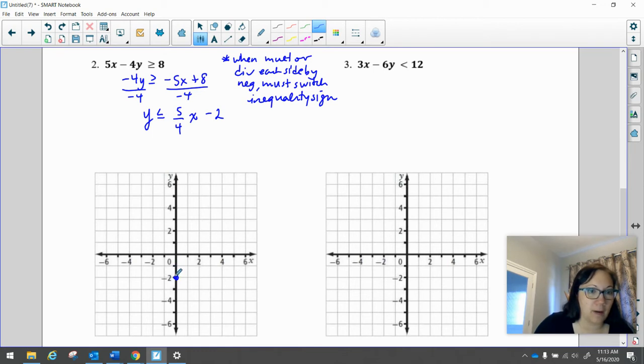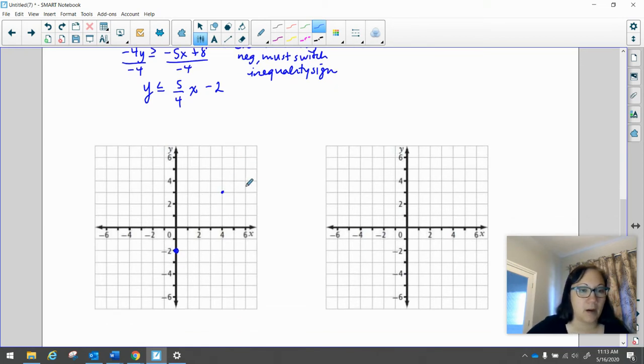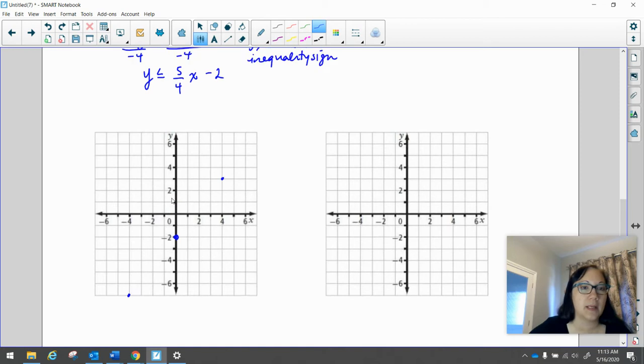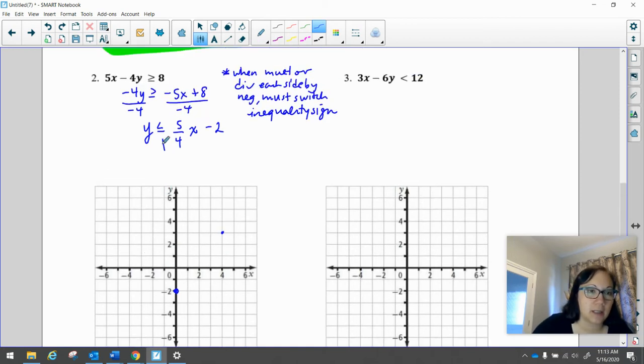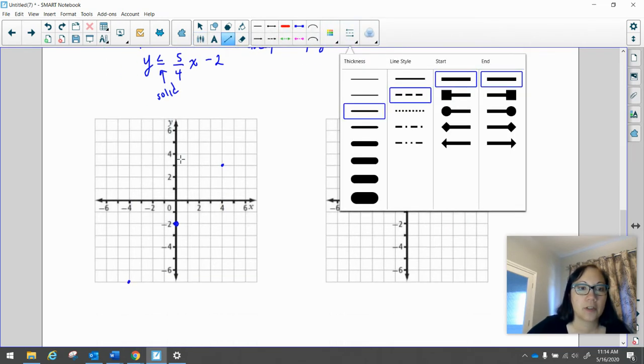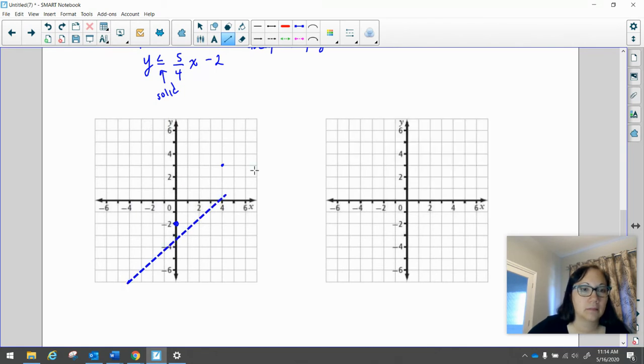On this graph, I'm going to go up 5, 1, 2, 3, 4, 5, and over 4, 1, 2, 3, 4. There's another point. My next one would be off the grid. I'm going to work it backward just to get another point. 1, 2, 3, 4. So there's another one. Is my line going to be solid or dashed? It's going to be solid because I have that equal to bar underneath my less than sign. So I'm going to draw a solid line.